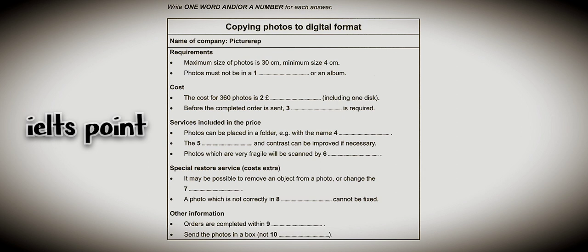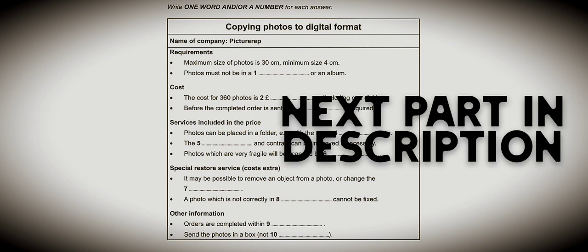Is there anything else you'd like to ask about our services? Yes, I've roughly sorted out the photos into groups according to what they're about. So can you keep them in those groups when you copy them? Sure, we'll save each group in a different folder on the disk, and if you like, you can suggest a name for each folder. So I could have one called Grandparents, for instance.